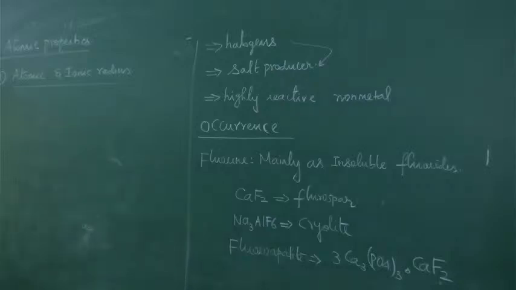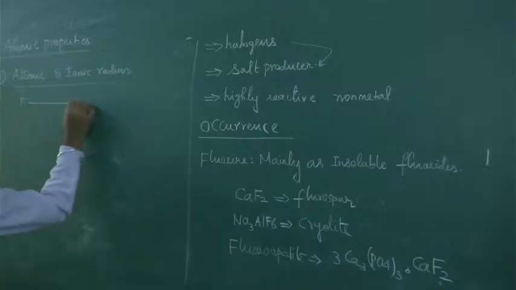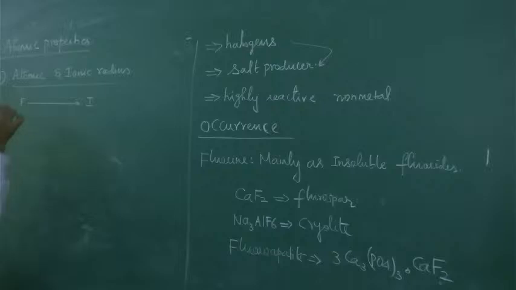Atomic and ionic radius, is it clear? So what is the general trend? Left to right, radius decreases; down the group, radius increases. Suppose you move from top to bottom, that is fluorine to iodine. Fluorine to iodine, the atomic number increases, and the radius also increases down the group.